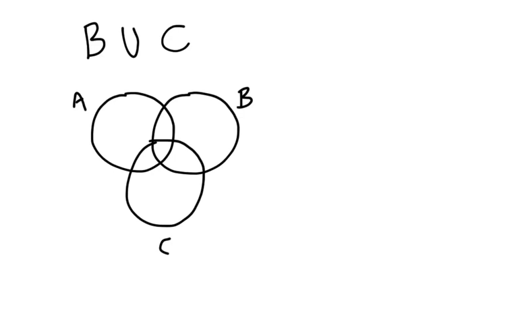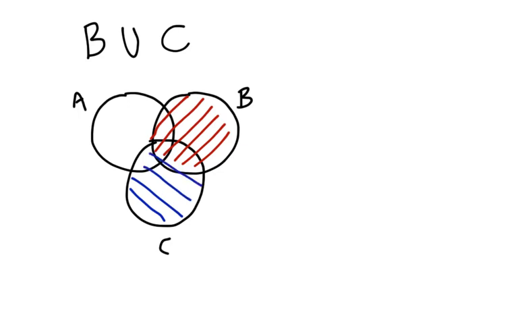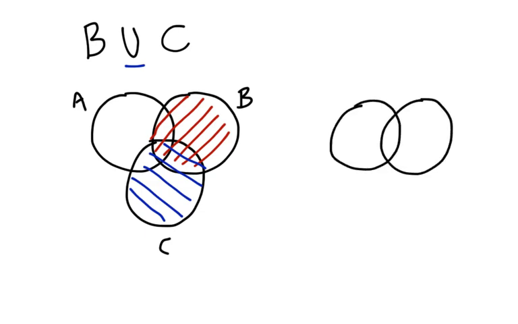So I need to shade set B. That's everything inside the B circle is set B. And then set C is everything inside the C circle. Now this time I'm not looking for the overlap, so it's not going to be that football-shaped piece. This time it's union. I just want to join these two sets together. So anything that I've shaded at all is going to be a part of my answer.